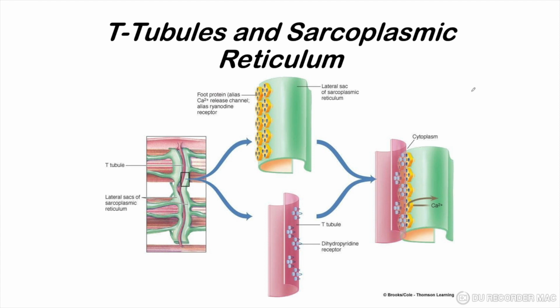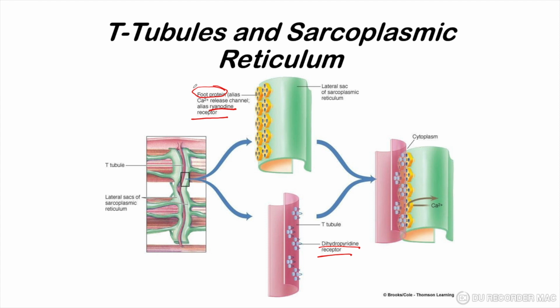So, in the T-tubules, we have what we call receptors and channels. These receptors and channels, we'll call them the ryanodine receptor and dihydropyridine receptor. So located in the lateral sac of your sarcoplasmic reticulum are your ryanodine receptors. Ryanodine receptors together with your calcium release channels, we call these the foot proteins.